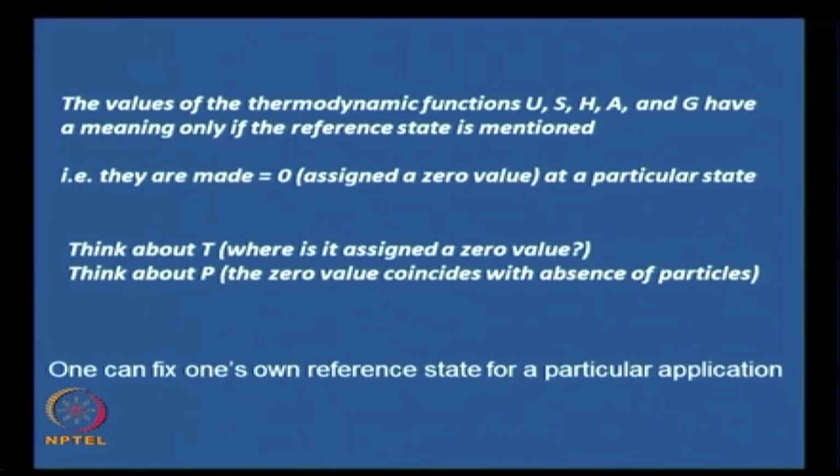To understand this reference state a little better, let us think about where T is assigned a 0 value, the temperature in Kelvin is assigned a 0 value. It will be very interesting. I will give you a couple of minutes to think about it. At the same time, also think about where P is assigned a 0 value. I will give you the answer here. The 0 value actually coincides with the absence of particles. Complete vacuum is given a 0 value for pressure, a variable that we already know. I would like you to think about where the temperature is assigned a 0 value.